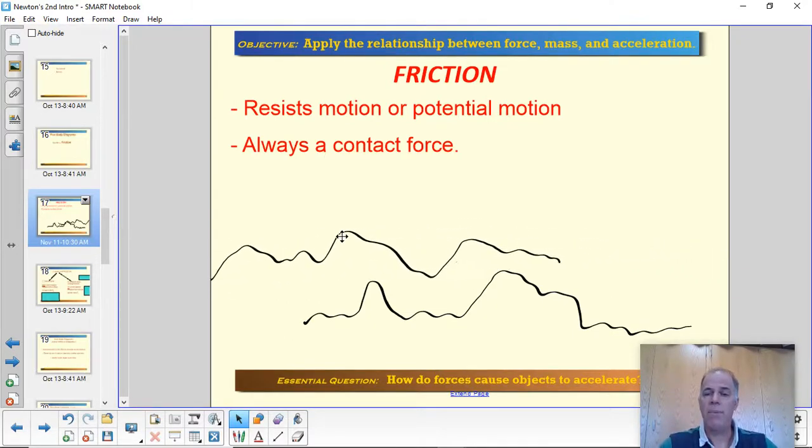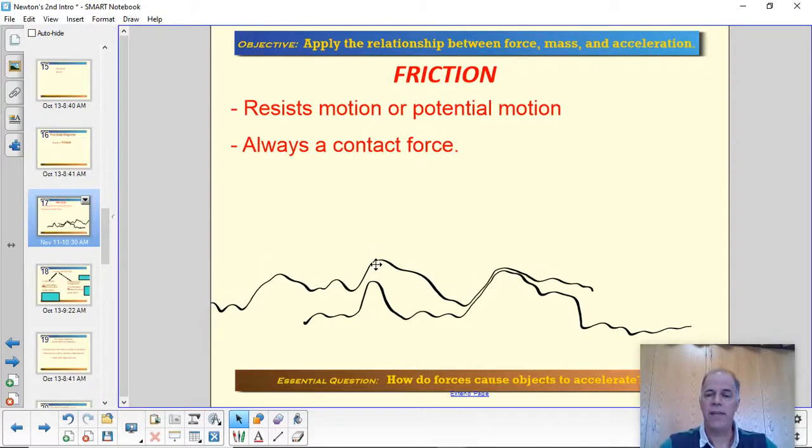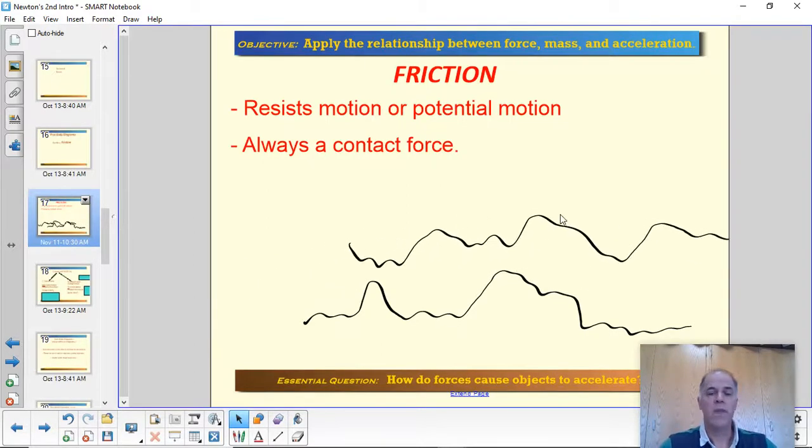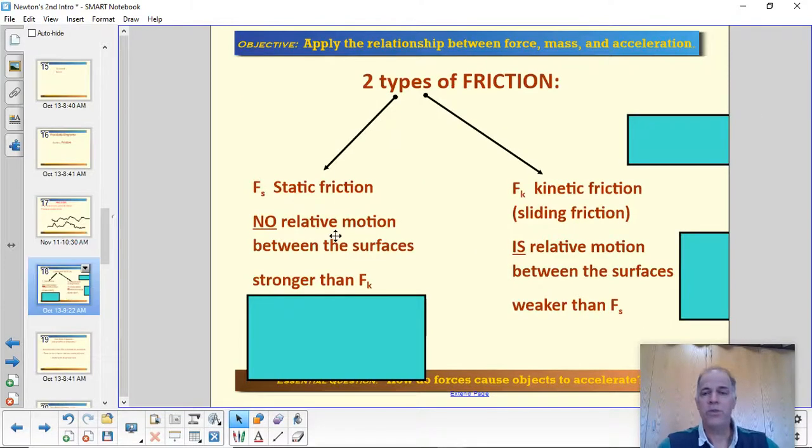Now, as soon as you stop, then they settle back together and they interlock again, and the static friction becomes strong. That's the reason. What do you have to know? You have to know that there's two types of friction. You have to be able to identify them by the way we write them. And you have to know that the static friction is stronger than the kinetic friction.